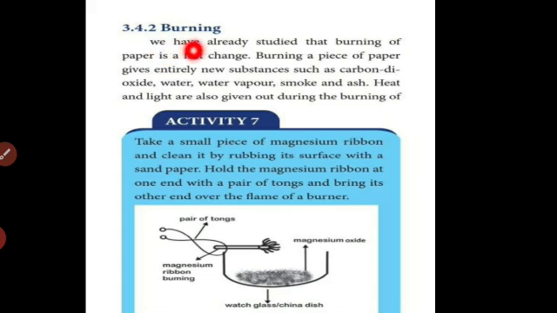We have already studied that burning of paper is a fast change. Burning a piece of paper gives entirely new substances, such as carbon dioxide, water vapor, smoke, and ash. If we supply heat in the presence of oxygen, the paper can burn. Heat and light are also given out during the burning of paper.